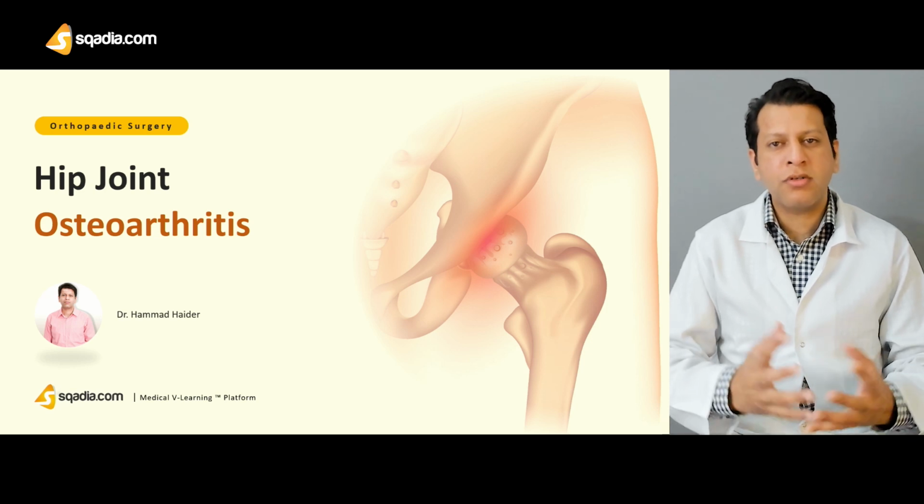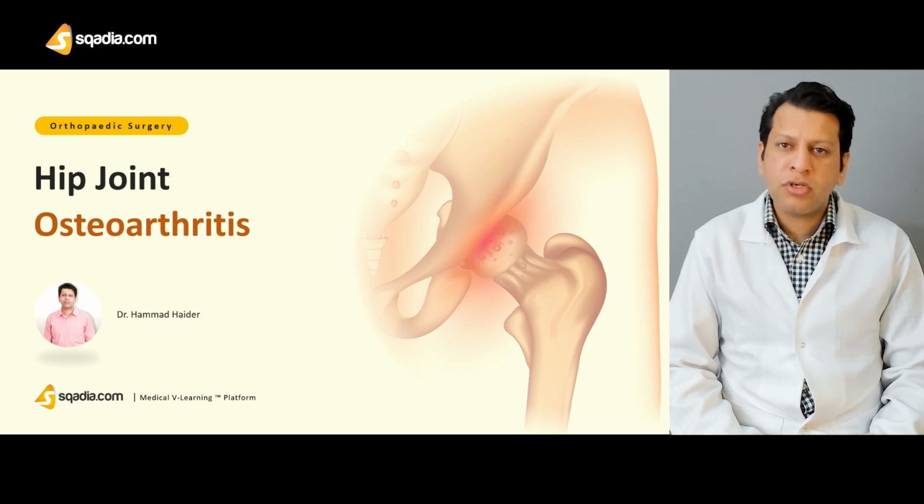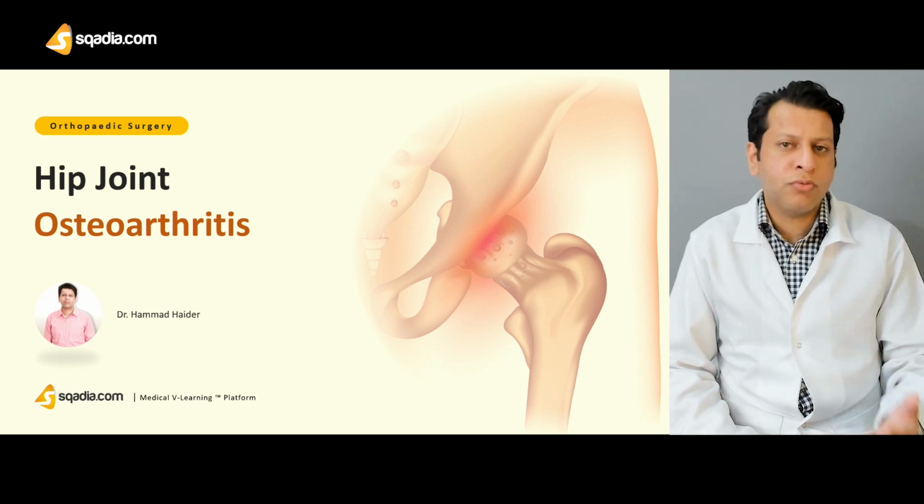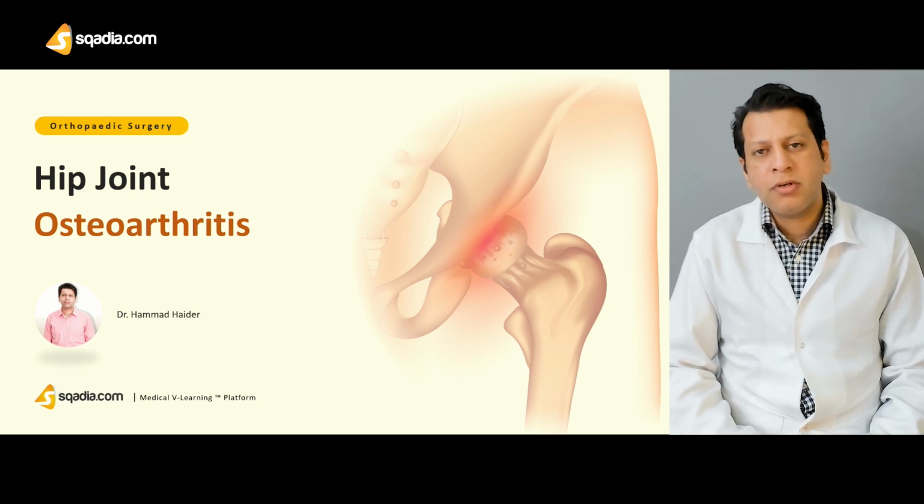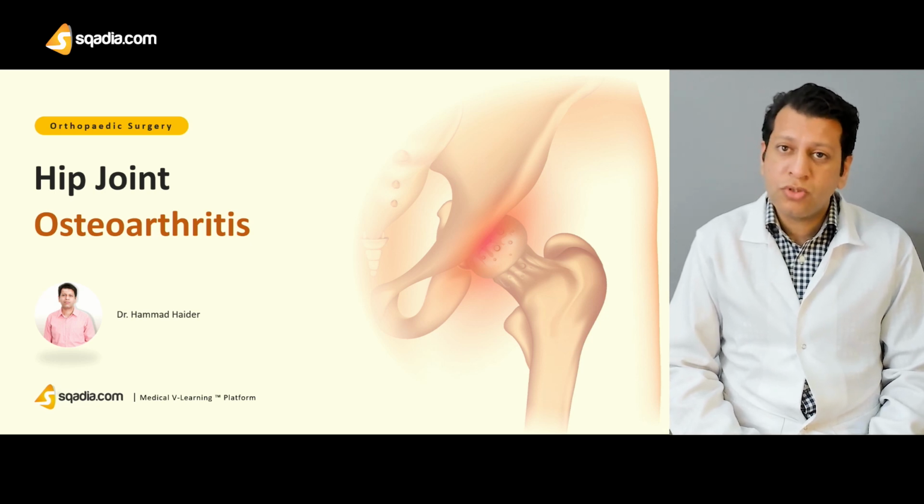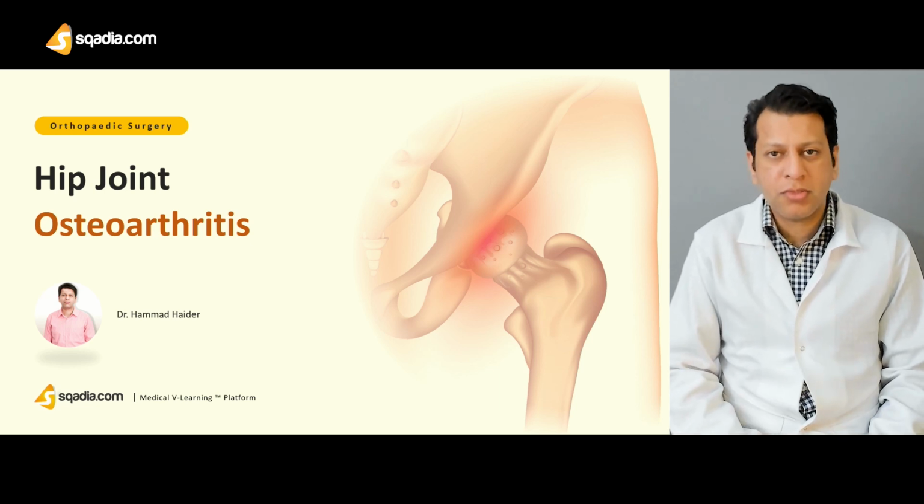Today we'll be discussing a very important topic related to the hip joint, especially a problem which is more related towards the older age group, that is hip joint osteoarthritis. So what exactly is hip joint osteoarthritis and how does it affect different age groups? For example, you must have heard nowadays of people undergoing total hip joint replacements. So what is the underlying problem for it? They are going for some form of replacement.